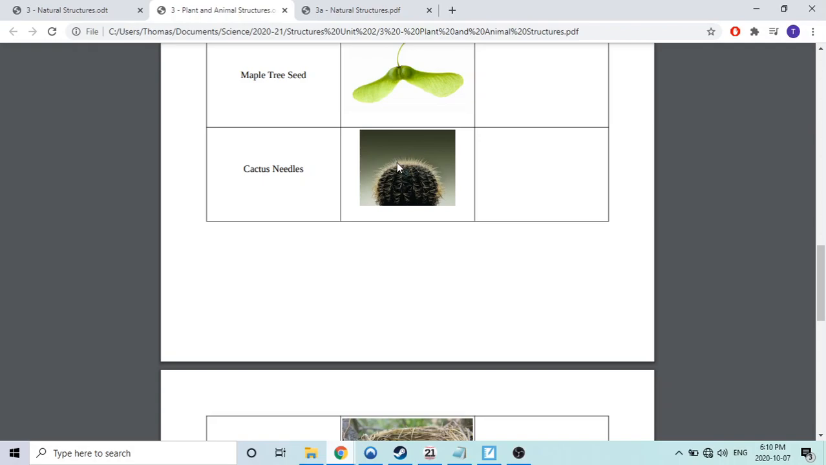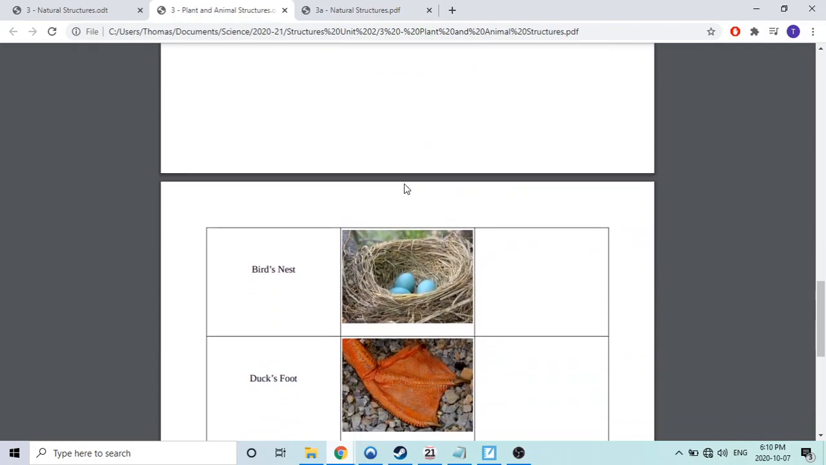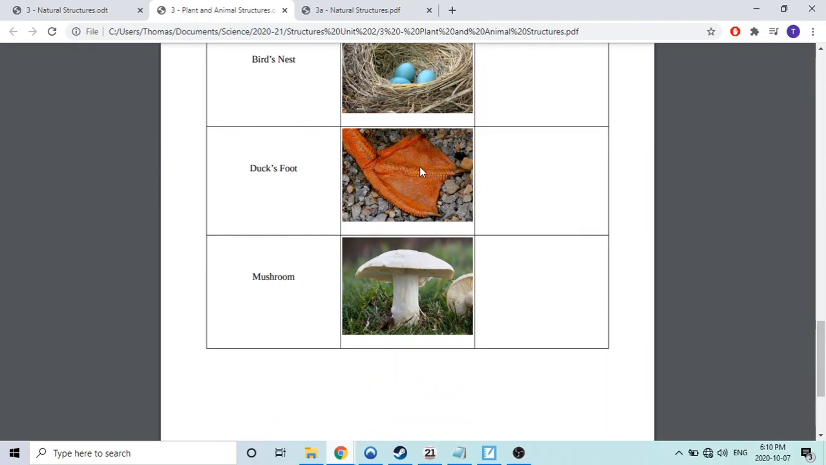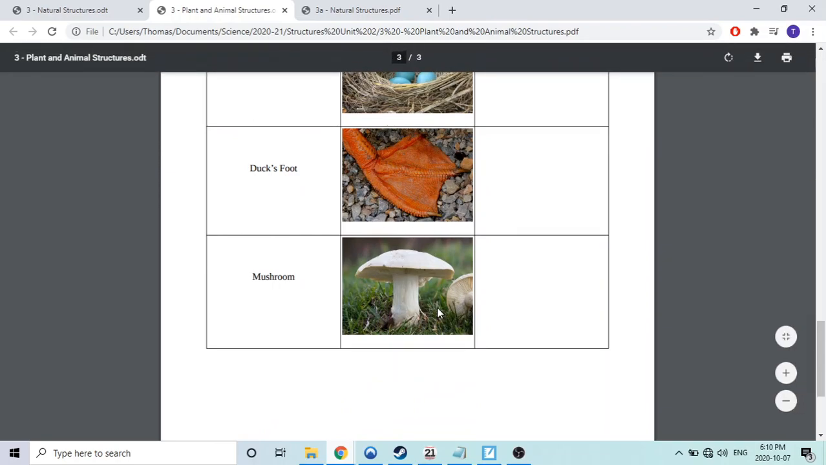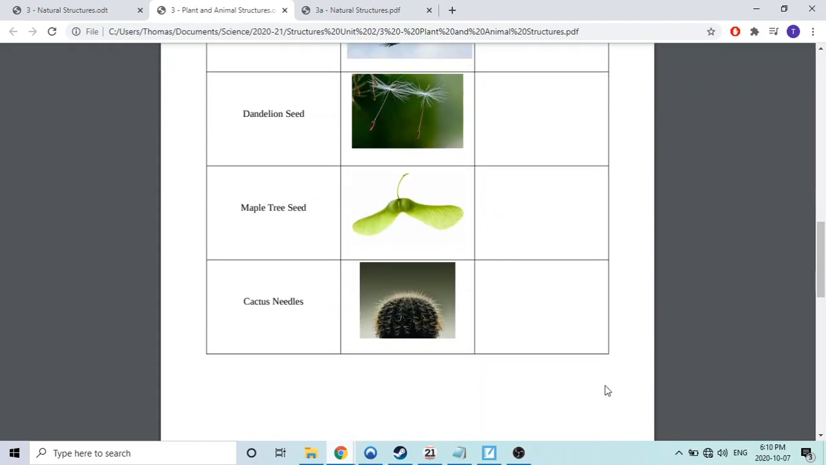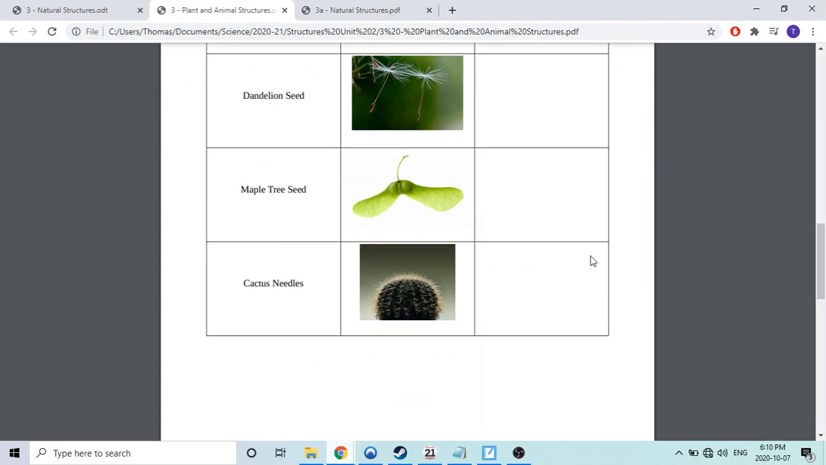Cactus needles. What's like a cactus needle? What is like a bird's nest? What is like a duck's foot? And this one I kind of gave you already. What is similar to a mushroom? Okay? And all you got to do, you don't have to draw me anything, you just need to write something in here. Okay?